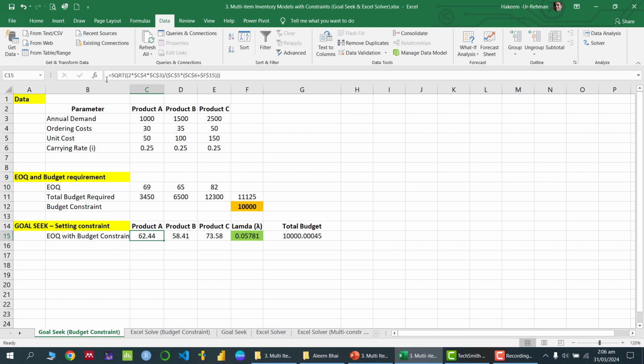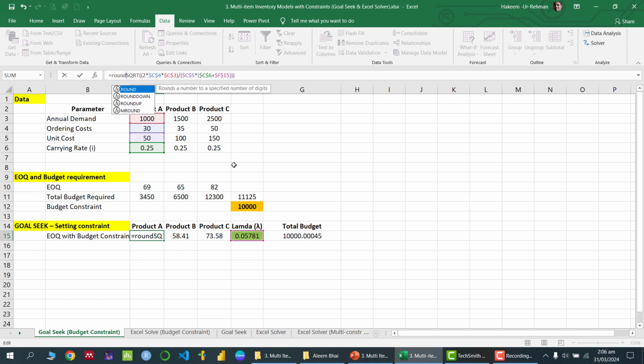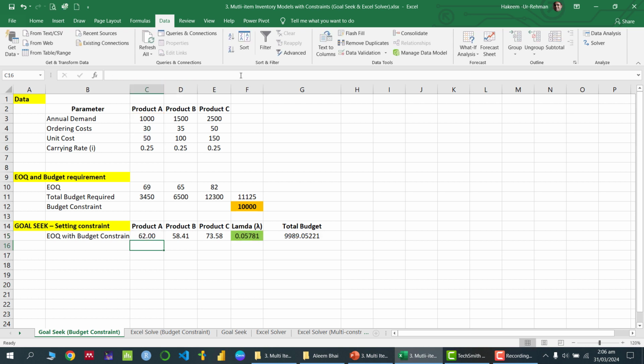Okay, so you can just simply apply the formula of round, and then we can say comma 0. Then we will get the rounded value. The same applies over here, you can apply the same and then you will see the values. But right now, if you can see, the optimum order quantity has this restriction that the budget shouldn't be more than 10,000. So this is one way to solve it.